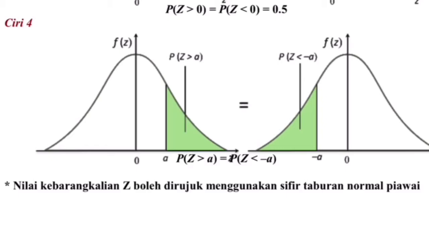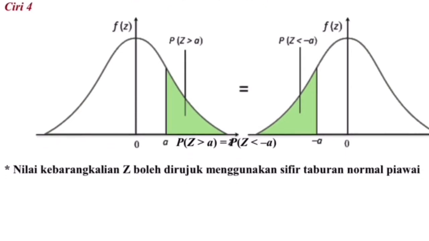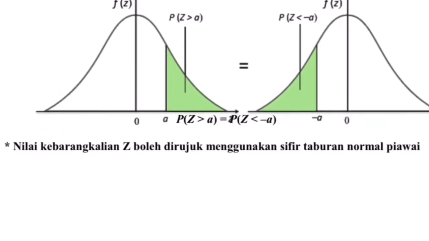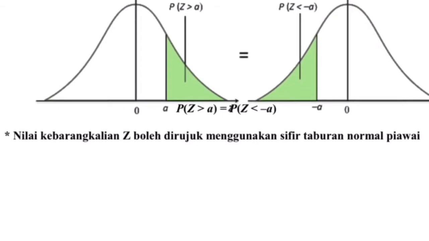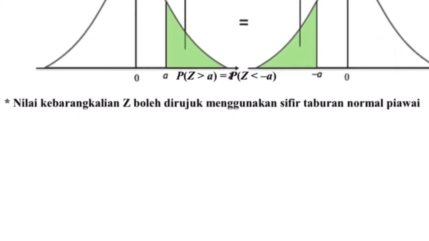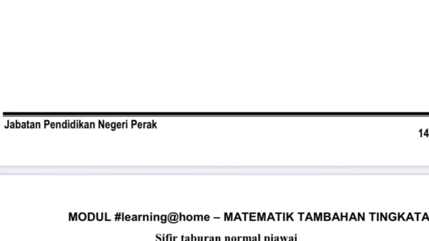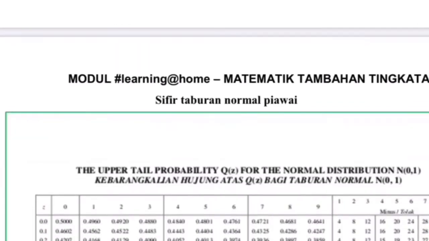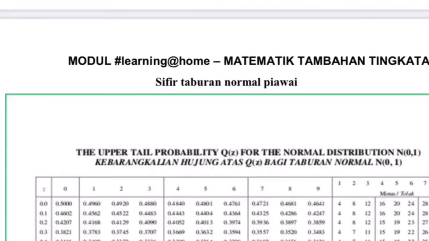Next, characteristic number 4: the probability for z more than a is equal to the probability for z less than negative a, because it is symmetrical. You just imagine that you cut and paste the bell shape, and the area is exactly the same. Because of the symmetry, the area for the negative one and the positive one will be equal, and the area represents the probability value.